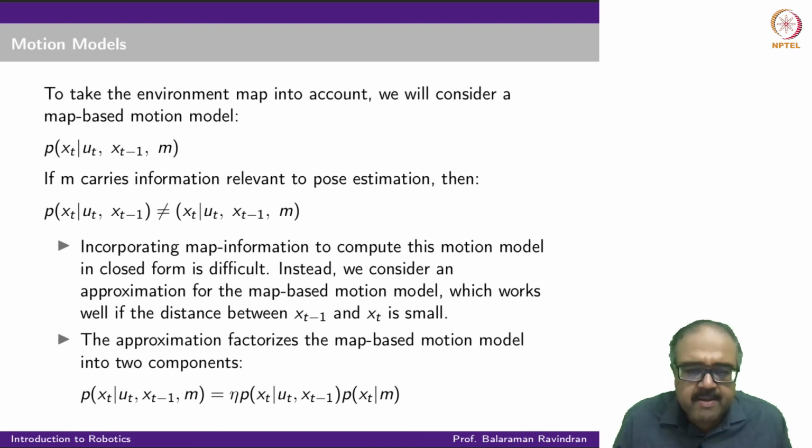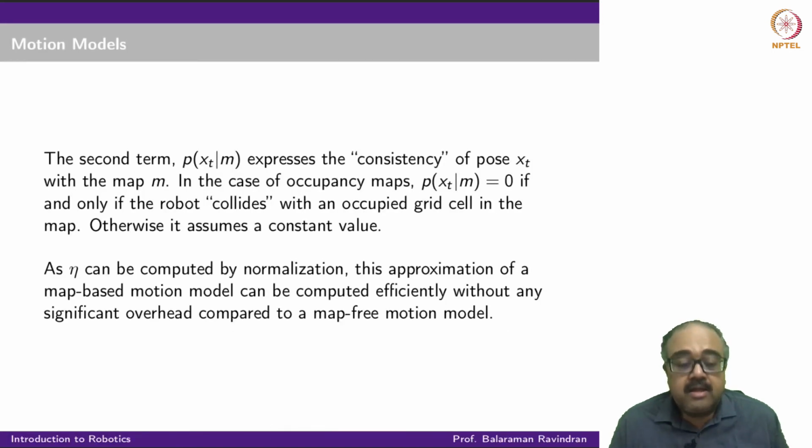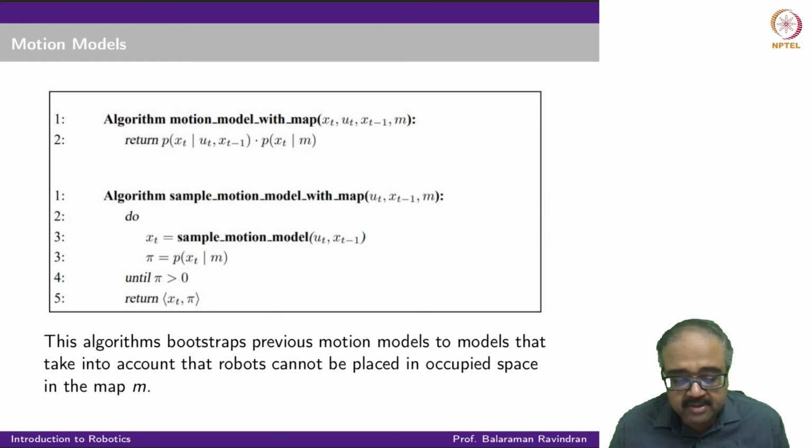And the constant could potentially be absorbed into eta. So you can either take it as being multiplied by 0 or multiplied by 1, right? So here is a simple example. I take an xt, which is the original sample of the motion model, and then I look at the probability of xt being valid given m. If the probability is greater than 0, then this is a valid pose. So I'll return that xt comma pi to my motion model.